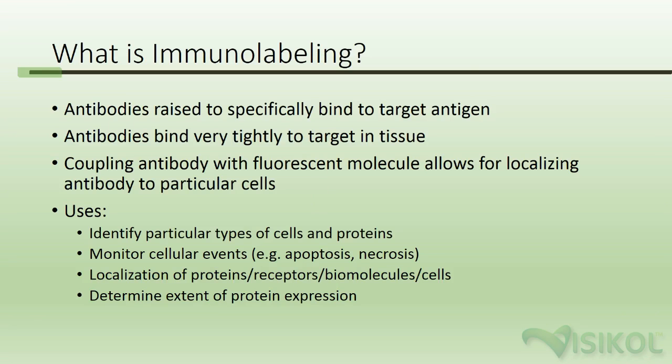What is immunolabeling? Immunolabeling takes advantage of antibodies raised specifically to bind to a target antigen. Antibodies bind very tightly to the target in the tissue, and coupling with a fluorescent molecule allows you to localize the antibody in particular cells. This is used for many purposes: to identify particular types of cells and proteins, to monitor cellular events such as apoptosis or necrosis, to localize proteins, receptors, biomolecules in cells within tissue, and to determine the extent of protein expression.